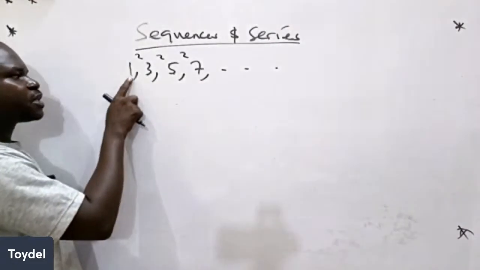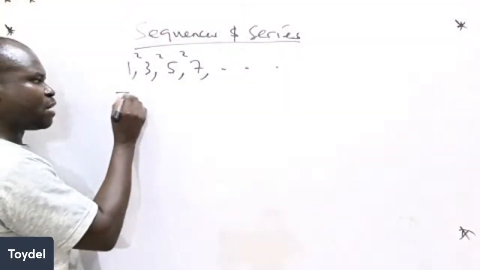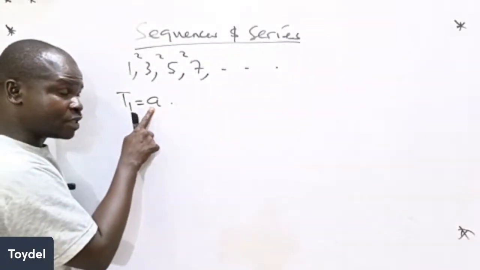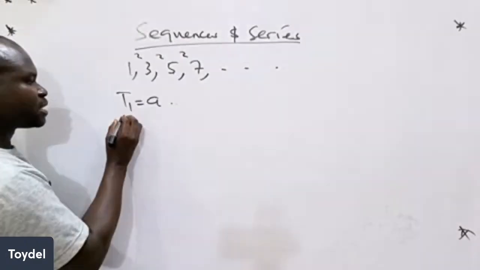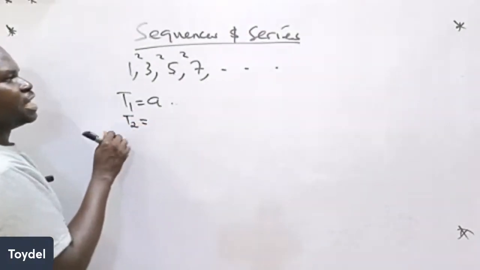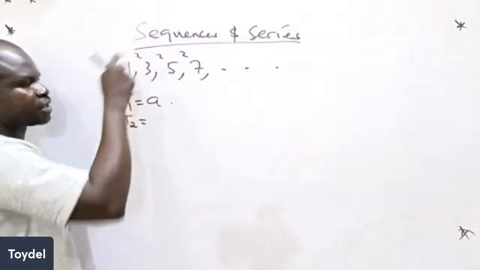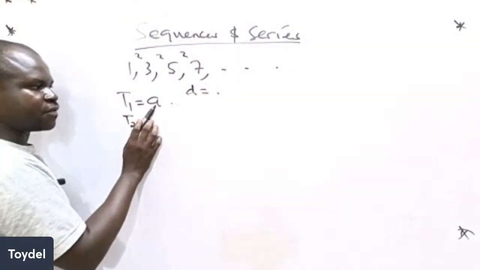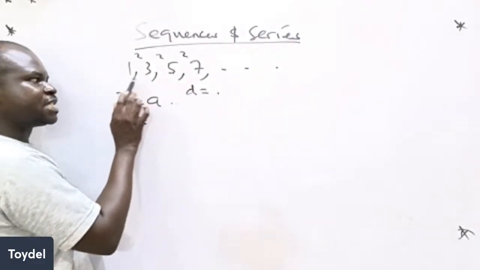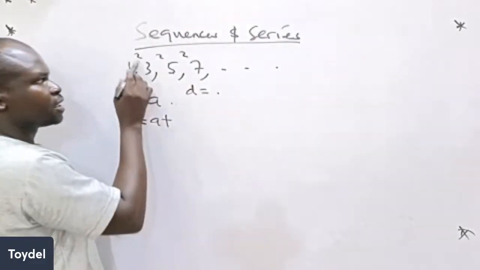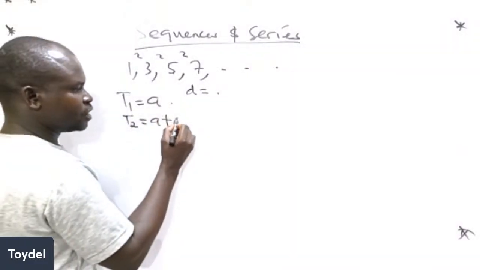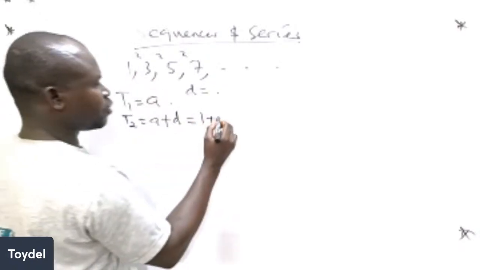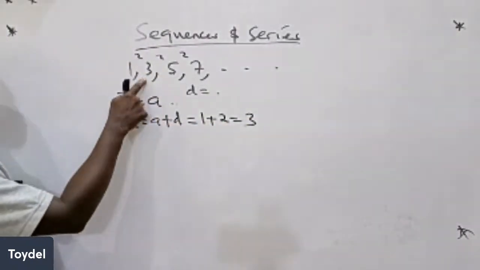Okay? So the first term of a sequence is denoted as T1, and the general notation is a. The second term of a sequence is when you add the first term plus the common difference. The common difference is denoted as d. So the first term is always given as a, and the second term is a plus d. In this particular question, the first term is 1 and the common difference is 2. Then we are able to get 3 as the second term.